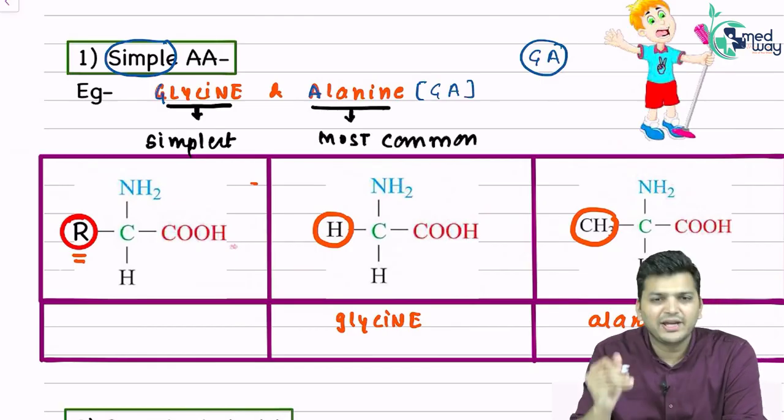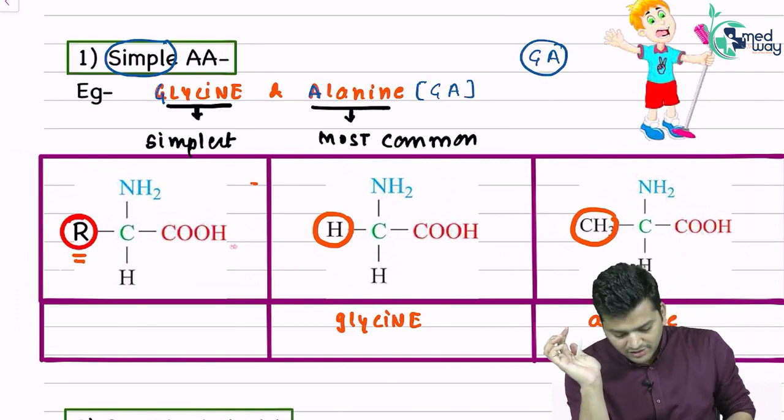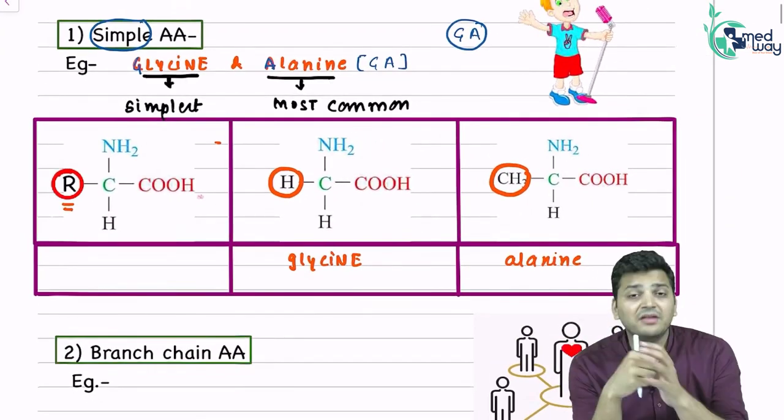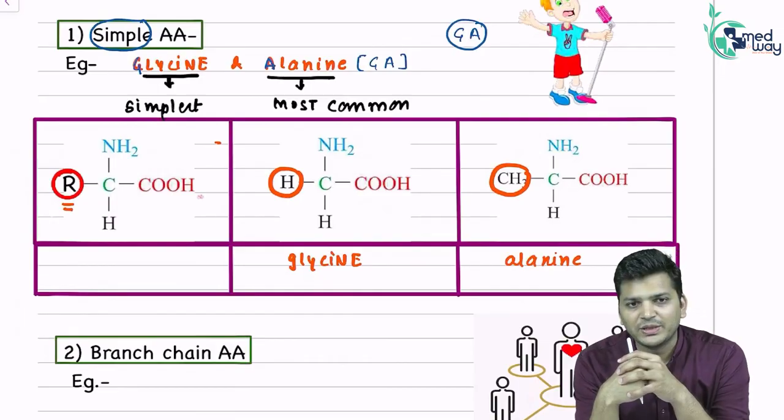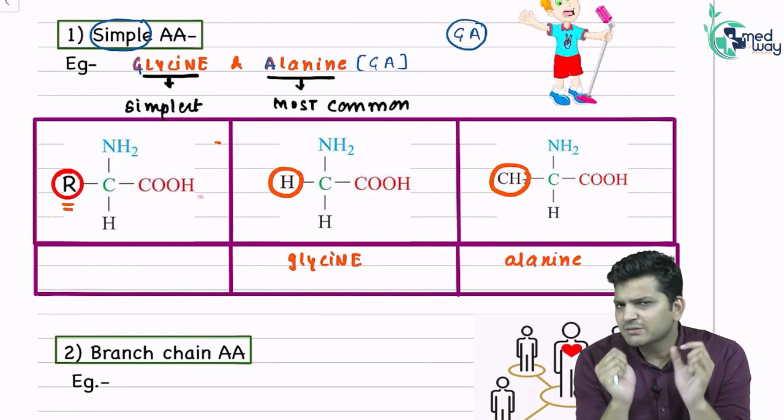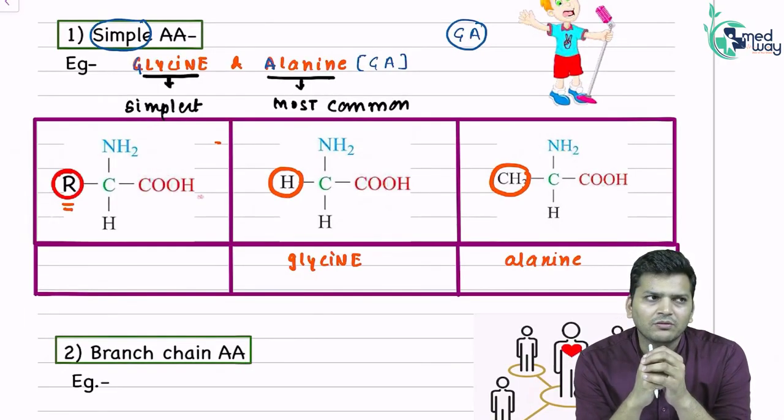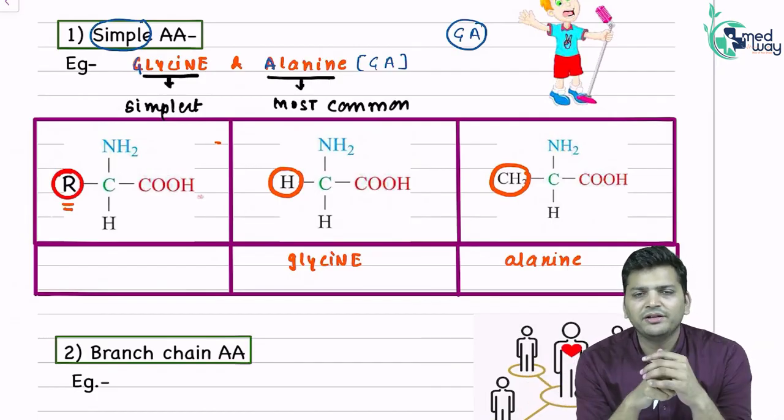Most common amino acid we have in our body, it's alanine. Coming to the second category, the branch chain amino acid.